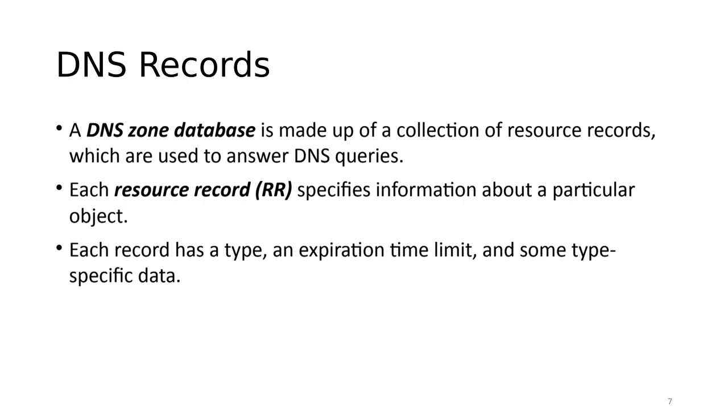Each resource record, RR, specifies common information about a particular object. Each record has a type, an expiration time limit, and some type-specific data. And this record is not there forever. It will expire. It has to be renewed.